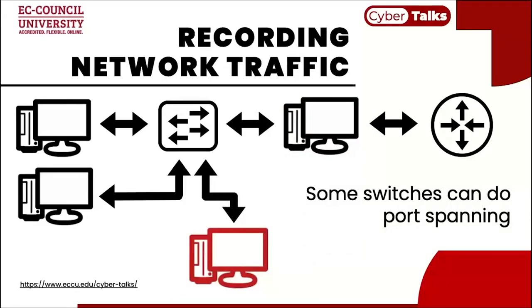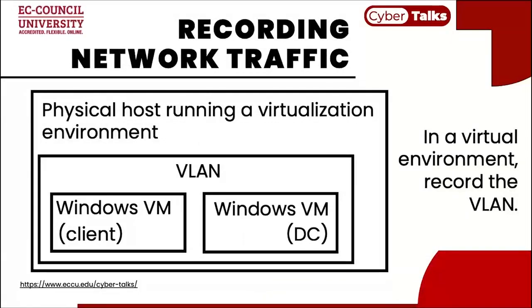Now, some switches do port spanning, so I can feed copies of all the packets from several ports on that switch into another port on that switch, like I show here with that red computer on the bottom, and then I could use tcpdump or dumpcap or Wireshark to record all those packets that are being spanned into that separate port and get another picture of the network traffic. In a virtual environment, you're doing basically the same thing, but instead of a physical LAN, you're recording the traffic on the virtual LAN in promiscuous mode.